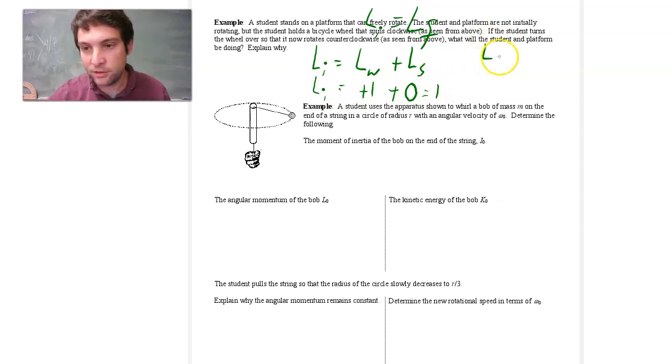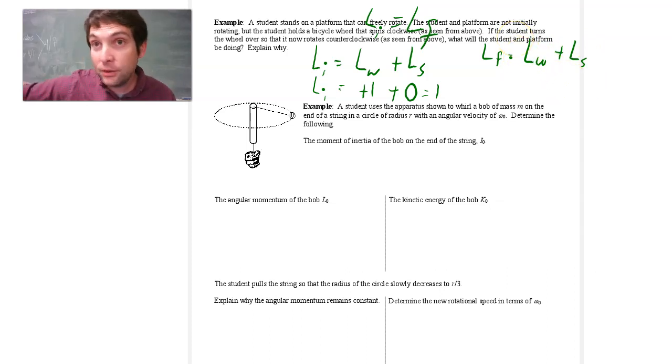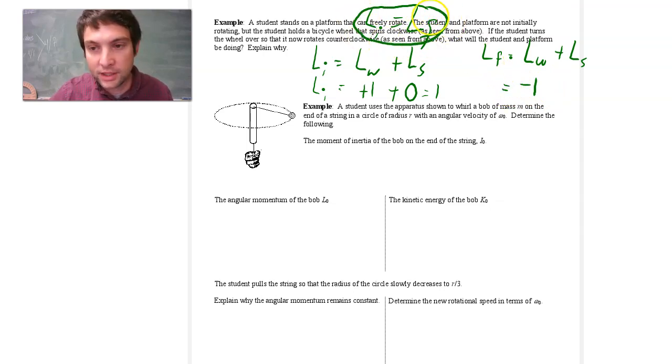For the final angular momentum, we are going to take the angular momentum of the wheel plus the angular momentum of the student. Now, when we flip the wheel upside down, we have a negative angular momentum, so we can call that a negative 1. Well, remember this. We need to get our final angular momentum equal to our initial angular momentum. Our initial angular momentum was 1, so what do we need to add to get our final angular momentum equal to 1? It's got to be 2.